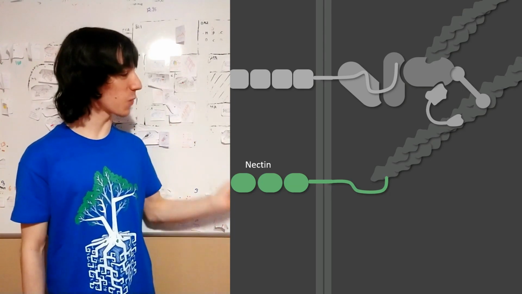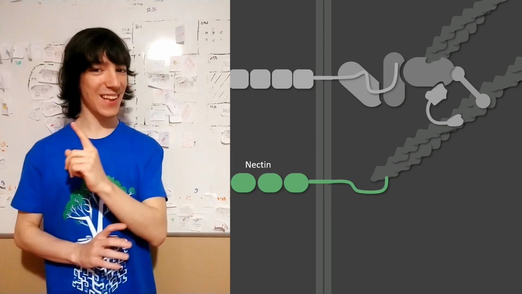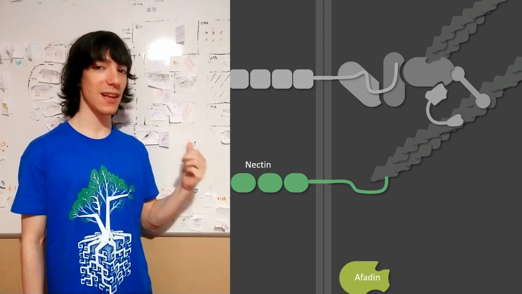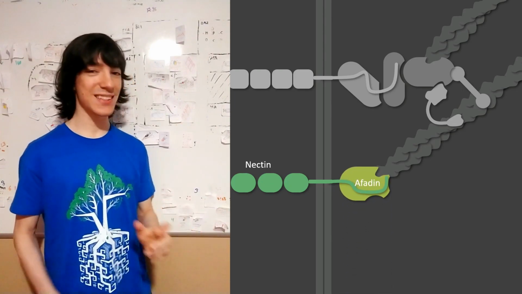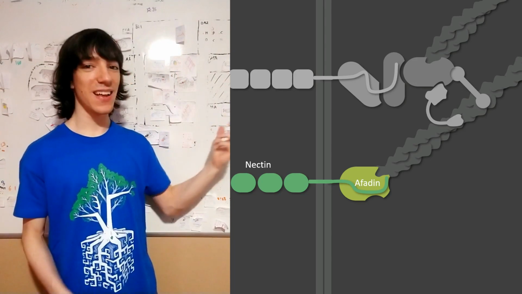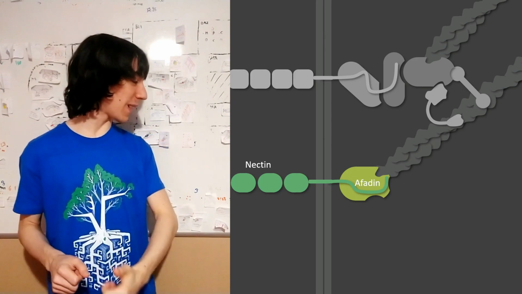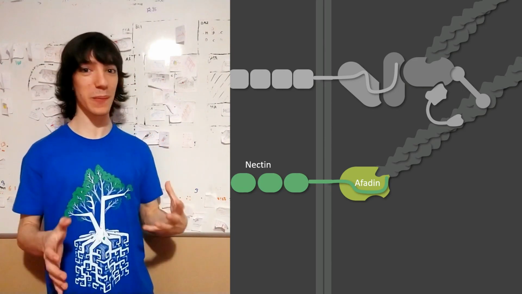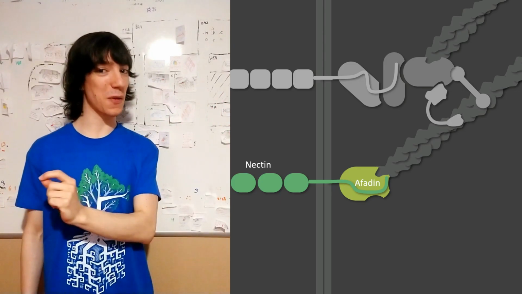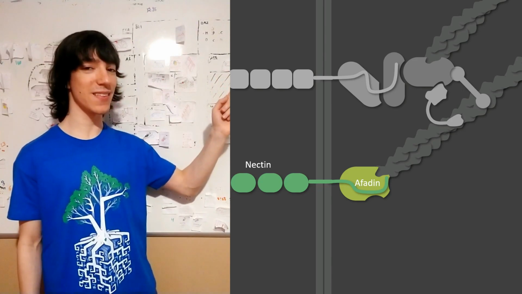Nectin can also interact with actin microfilaments in the interior of the cell, but, again, it needs adaptors. The main adaptor for nectin is afadin. Afadin is kind of like a combination of beta-catenin and alpha-catenin, at least in function, not in structure. It can bind to the nectin, the transmembrane protein, sort of like beta-catenin did, and it can also bind to the actin microfilaments, sort of like alpha-catenin did.